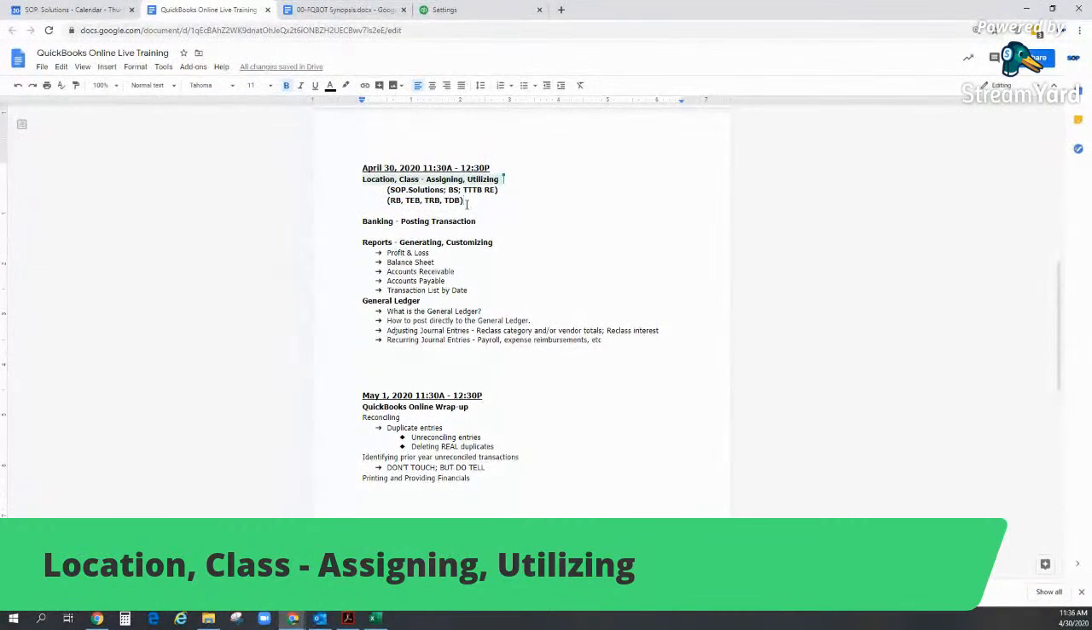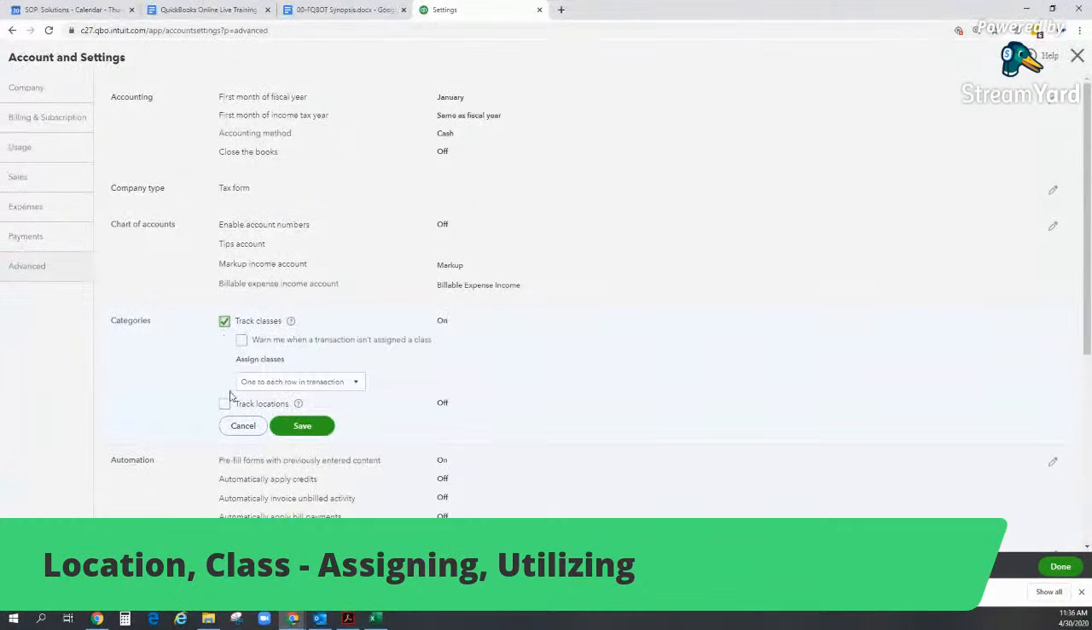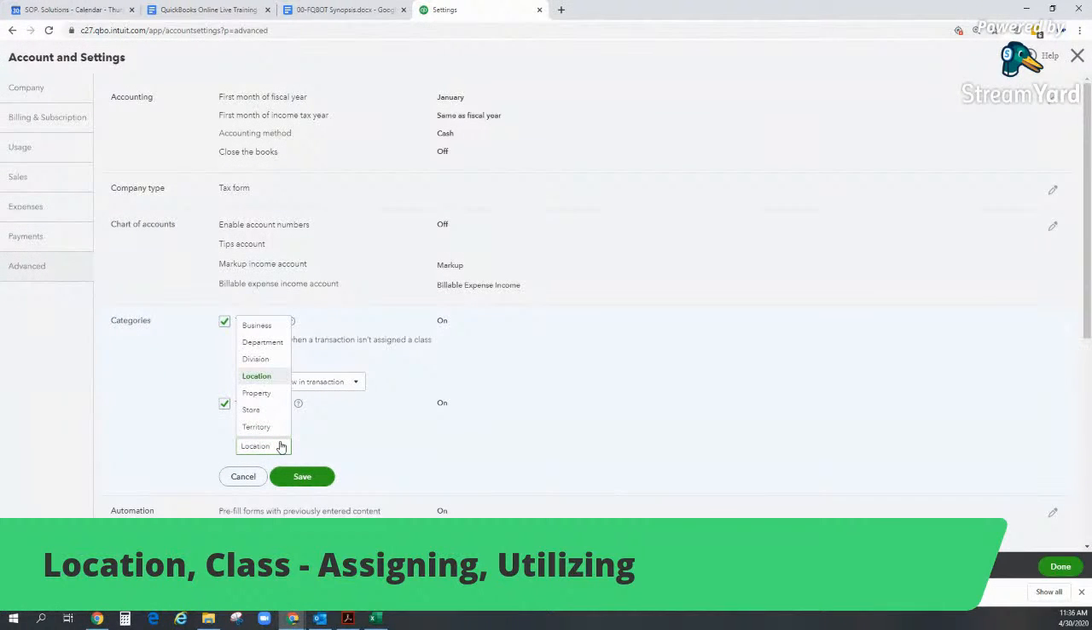But for any of my classes, and in my case, people, I could have had products that I offered to any of my locations. It's just a setting in QuickBooks. I can turn on my classes, and I'm going to tell it, hey, if you don't assign a class, let me know. And my location label is going to say location. I could say division. In fact, I'm not going to say location. I'm going to make each of these different businesses.